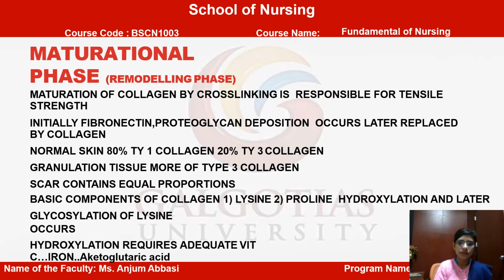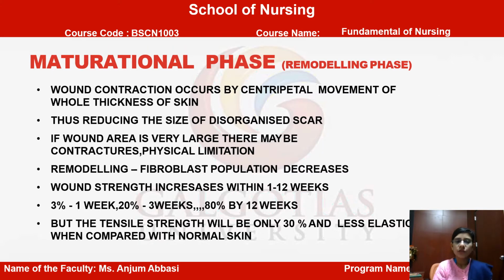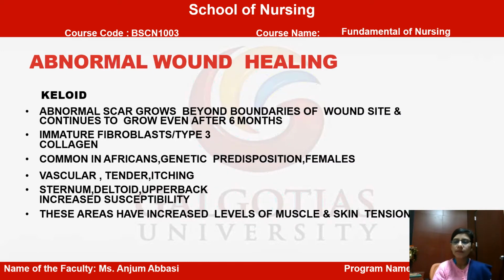Normal skin is 80% type 1 collagen, granulation tissue has more type 3 collagen, and scar contains equal proportions. Wound contraction occurs by centripetal movement of the whole thickness of skin, reducing the size of the disorganized scar. If the wound area is very large, there may be contractures, physical limitation and remodeling. The fibroblast population decreases. Wound strength increases within 1 to 12 weeks: 3% in the first week, 20% at the third week and 80% by 12 weeks. But the tensile strength will be only 30% and less elastic compared with normal skin.